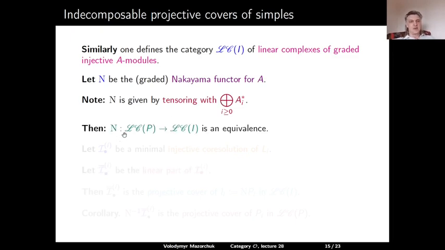Then, of course, the Nakayama functor, tensoring with this bimodule, is an equivalence between the category of linear complexes of projective modules and the category of linear complexes of injective modules.